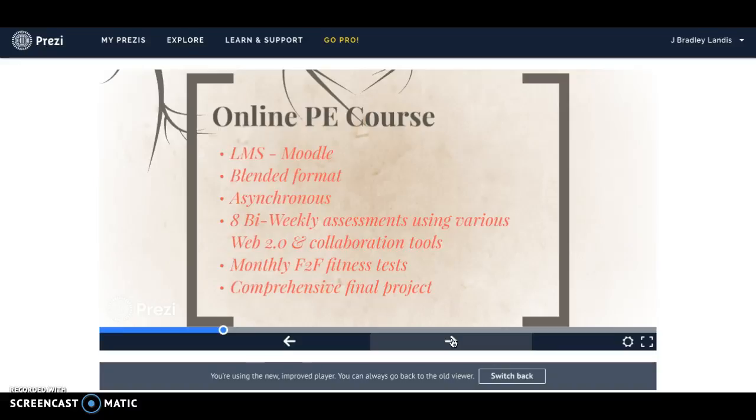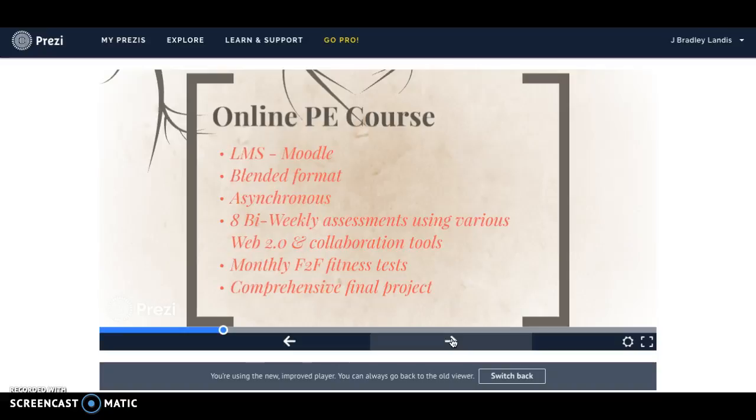90% of it would be done online through the Moodle asynchronous format, but we do need to make sure that they're hitting their benchmarks with their fitness level. So they would be testing monthly face-to-face for those fitness tests. And then a comprehensive final project. So that's the outline of my course.